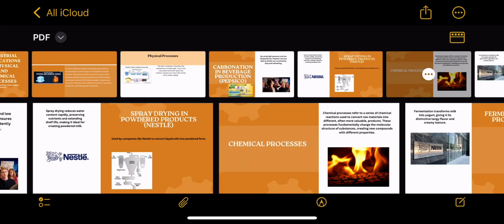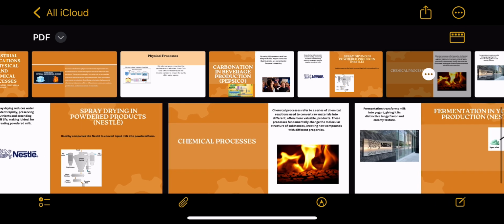This spray drying reduces water content rapidly, preserving nutrients and extending shelf life, making it ideal for creating powdered milk. This is another physical change because, I repeat, it doesn't change the matter. And as we talk about drying, it is used at Nestlé to reduce water considerably, preserving nutrients and extending shelf life. We can pass to the chemical changes, but first we have to understand what is a physical change.